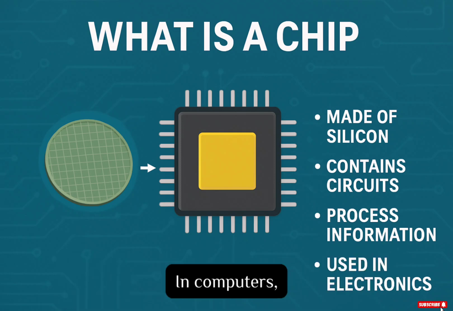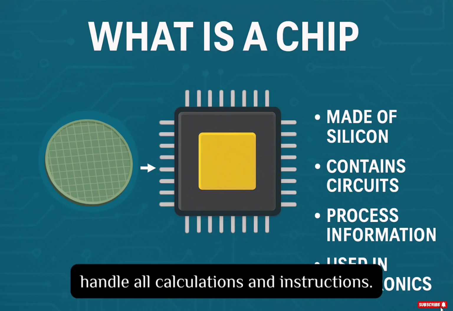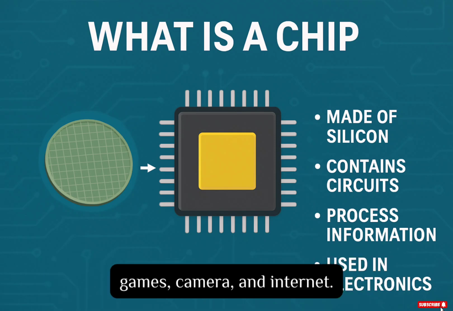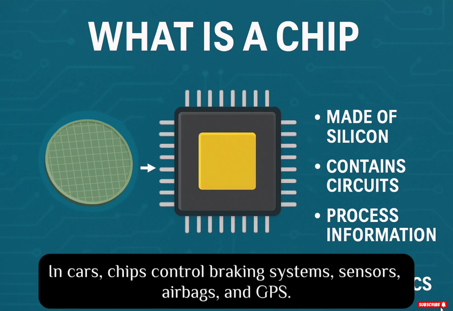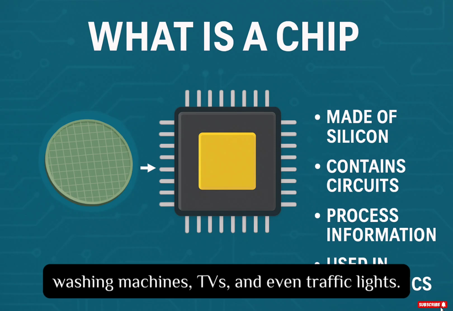In computers, chips like CPUs, central processing units, handle all calculations and instructions. In phones, chips like Snapdragon or Apple's A series manage apps, games, camera, and internet. In cars, chips control braking systems, sensors, airbags, and GPS. In everyday life, chips are found in credit cards, washing machines, TVs, and even traffic lights.